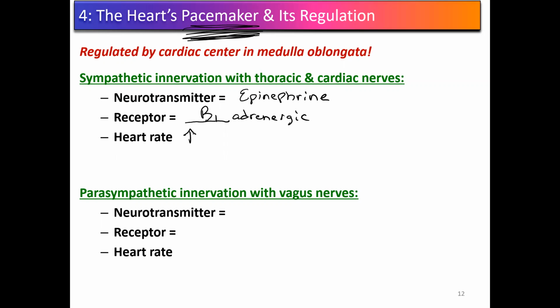Very simple. Now, if it's parasympathetic, with the vagus nerves, that neurotransmitter is always going to be, for the entire parasympathetic system, acetylcholine. What's that acetylcholine receptor on the heart called? Because you have no control over the heart, so you must. Okay, and that makes heart rate come down.